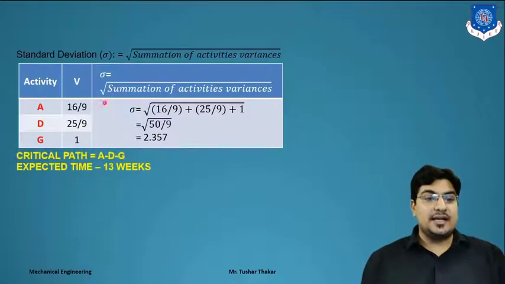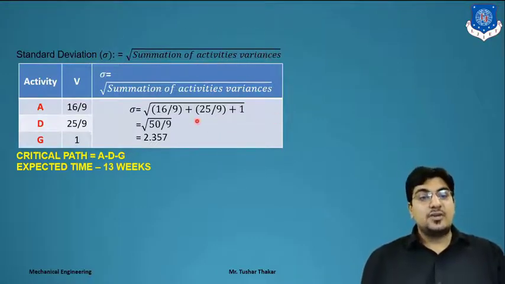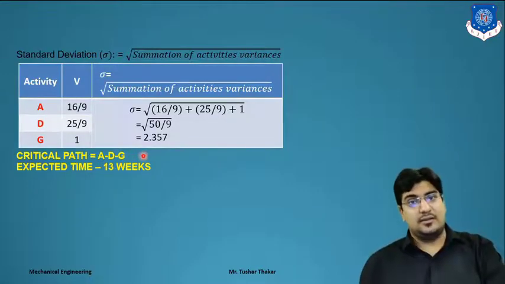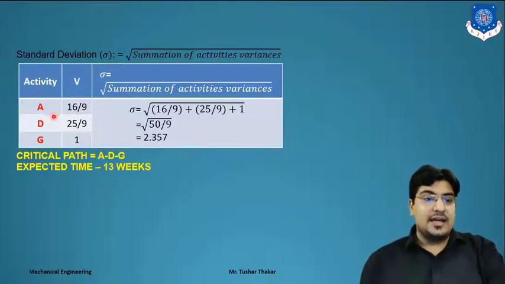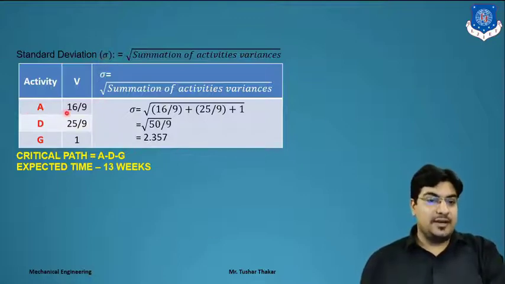So here is the standard deviation. What is the standard deviation? Sigma is equal to the square root of the summation of the variances of the activities. Here, which activities' variance do we have to take? We take the activities on the critical path. So here the critical path is A, D, G, so we consider the A, D and G activities for the standard deviation. For A, the variance we already found in the previous slides.